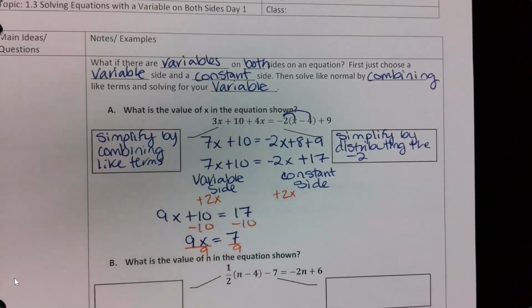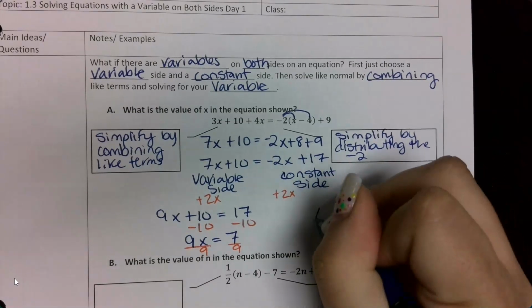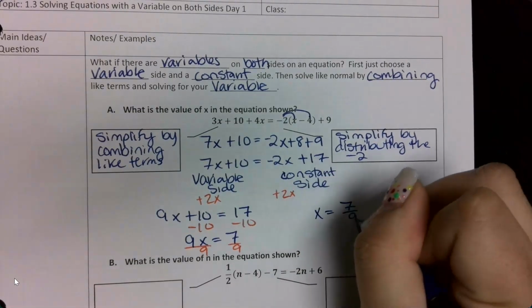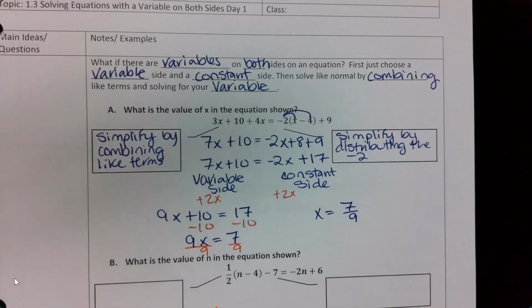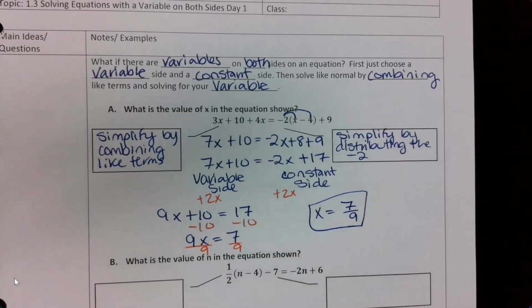Yeah, because I can't simplify, 7's prime. What does prime mean? A prime number is a number that can only be multiplied by itself and one.